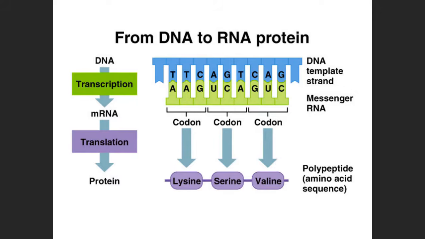So transcription occurs in the nucleus, translation occurs in the cytoplasm. Be comfortable with the order these things occur. These would make great numeric response questions. They'll give you a whole bunch of steps, and then you got to put them in the correct order. So be comfortable about the order that these things go in.